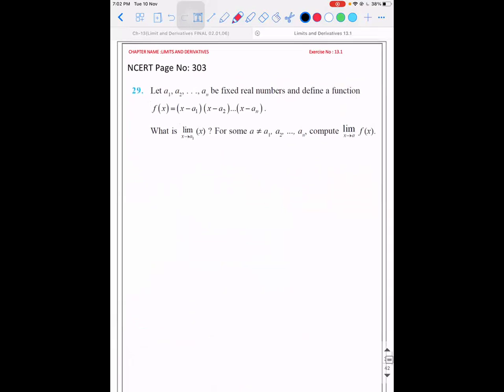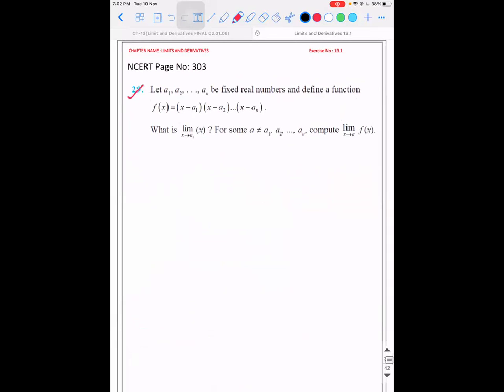Now the 29th question is, let a1, a2, so on till an be fixed real numbers and define a function f of x is equal to x minus a1 into x minus a2, so on till x minus an. What is limit x tends to a1 of f of x? Can you check the question and tell me? Then limit x tends to a of f of x for some a which is not equal to a1 or a2 or so on till an. Also compute limit x tends to a of f of x.